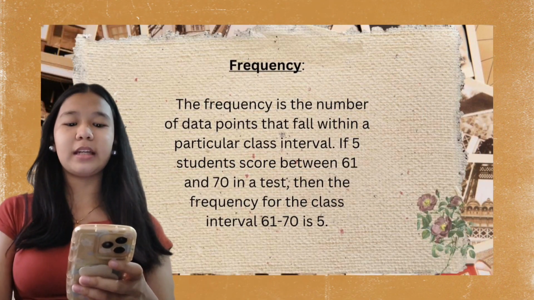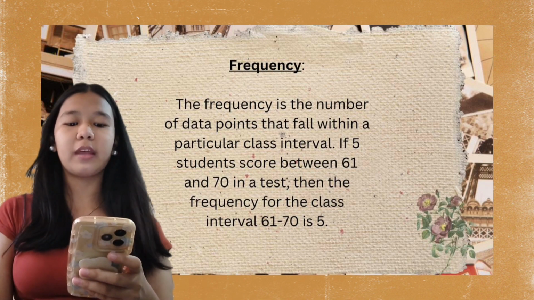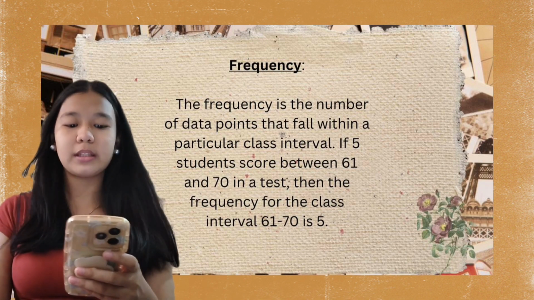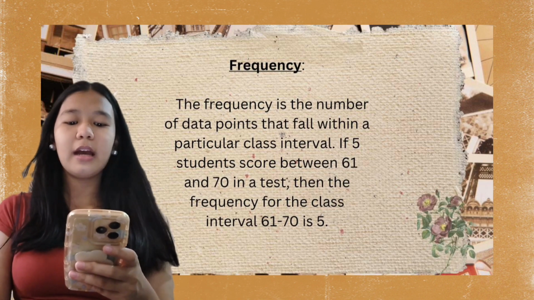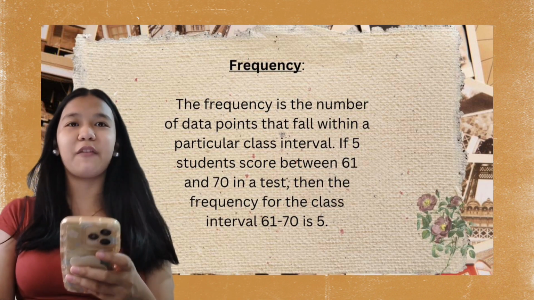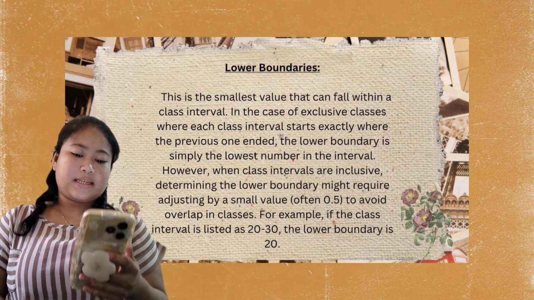The frequency is the number of data points that fall within a particular class interval. If 5 students score between 61 and 70 in a test, then the frequency for the class interval 61 to 70 is 5.